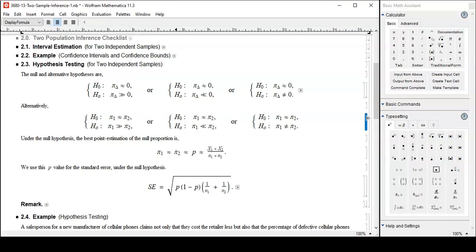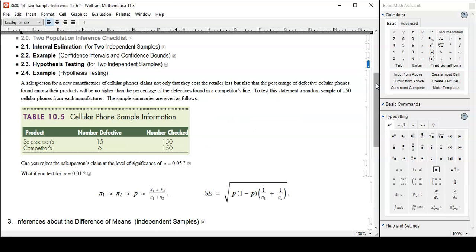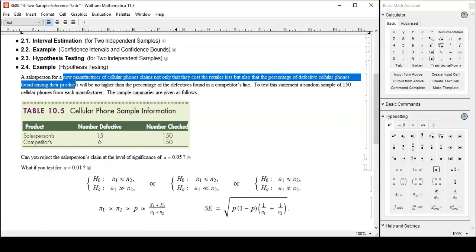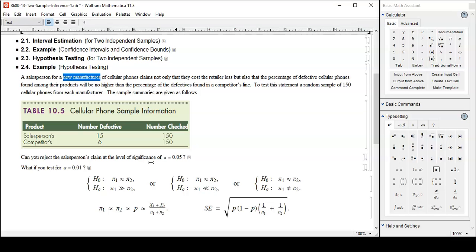One way to do it is to use this convention. The new manufacturer has defective ratio pi 1, and the competitor's line has defective ratio pi 2, and they're actually the same, about the same, versus no, new manufacturer has higher defective rate. That's the structure that we can think of. Make sense?